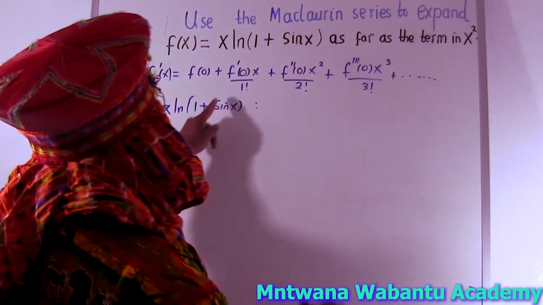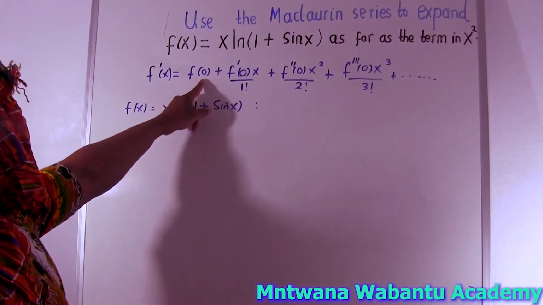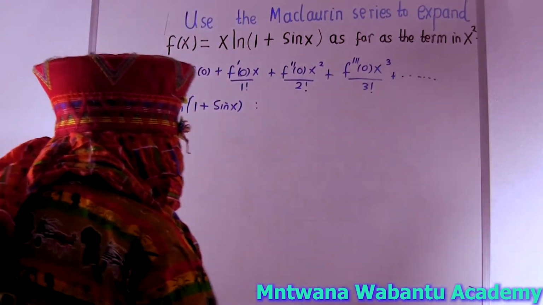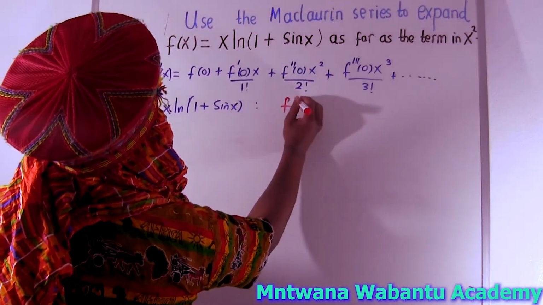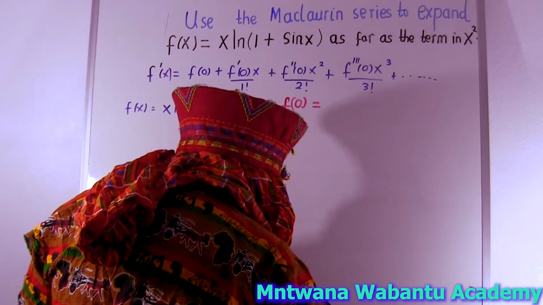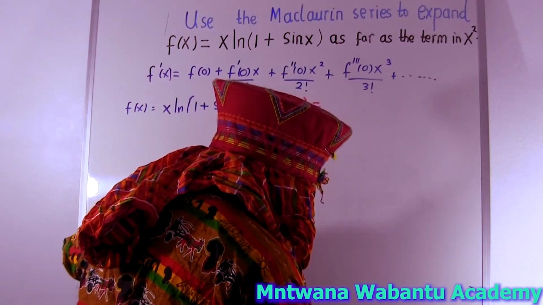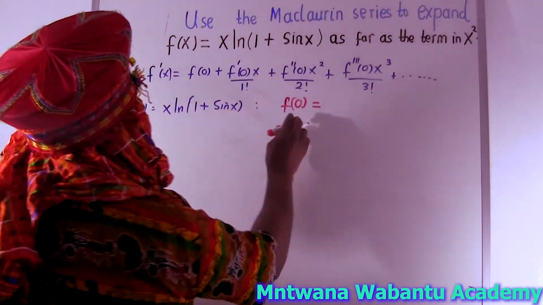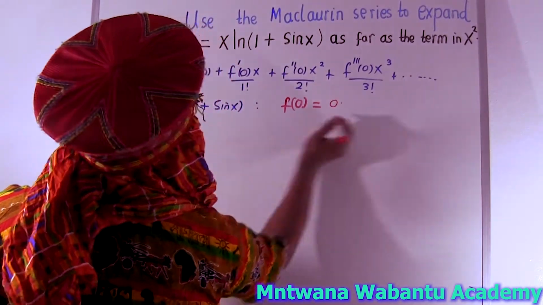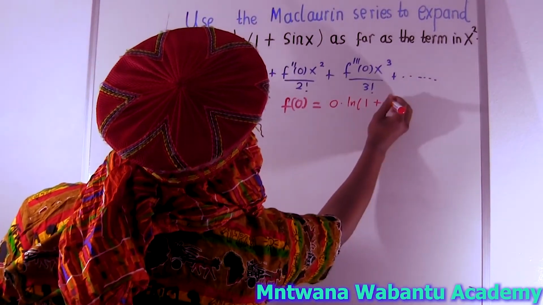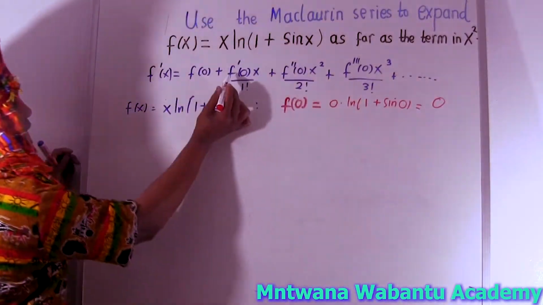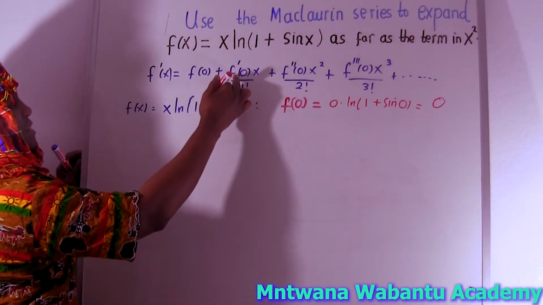So I want to get f of 0, because I couldn't get f of 0 if I don't have f of x. So I'm going to take 0 and then substitute there. So f of 0 is going to be 0, 0 times anything is 0, so just 0, because 0 times ln of 1 plus sine of 0. So 0 times anything equal to 0. So now I want to get the first derivative before I get the first derivative at 0.